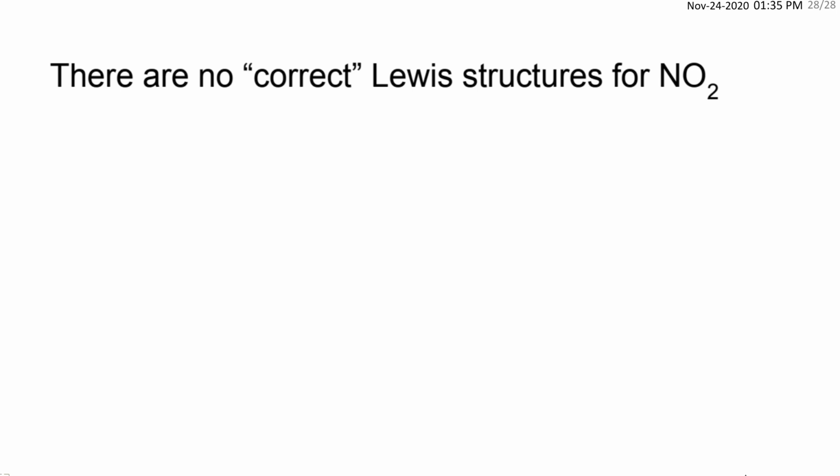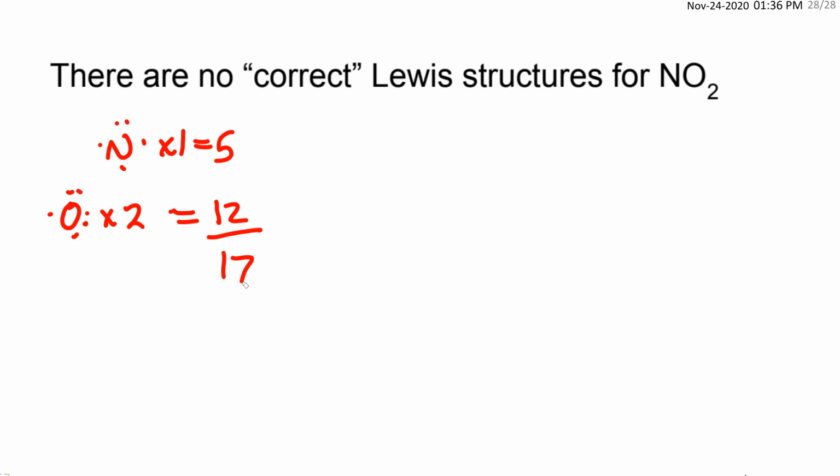Now, here is one that's weird. There are no correct Lewis structures for NO2. Now, we just did NO2 minus. This is just NO2. And here's the reason why. N has 5 valence electrons, and there's 1 of them. Oxygen has 6 valence electrons, and there's 2 of them. So we have 17 valence electrons that need to find a home. We organize it the same way we organize the other one. But here's the rub. I've got 2, 4, 6, 2, 4, 6, 8, 2, 4, 6, 8. So that's 16, 17.